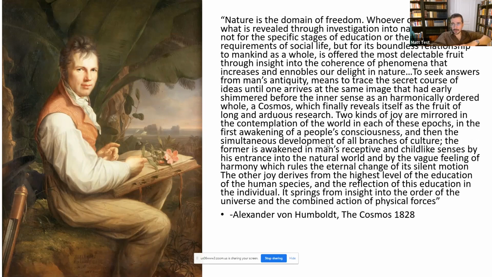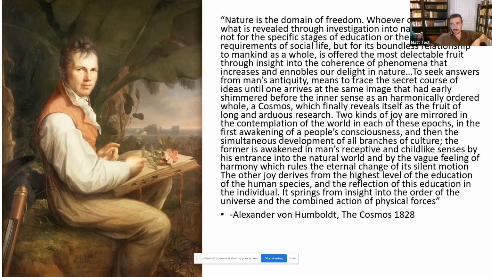Two kinds of joy are mirrored in the contemplation of the world in each of these epochs: in the first awakening of a people's consciousness, and then the simultaneous development of all branches of culture. The former is awakened in man's receptive and childlike sense by his entrance into the natural world, and by the vague feeling of harmony which rules the eternal change of its silent motion. The other joy derives from the highest level of the education of the human species, and the reflection of this education in the individual. It springs from an insight into the order of the universe and the combined action of physical forces.